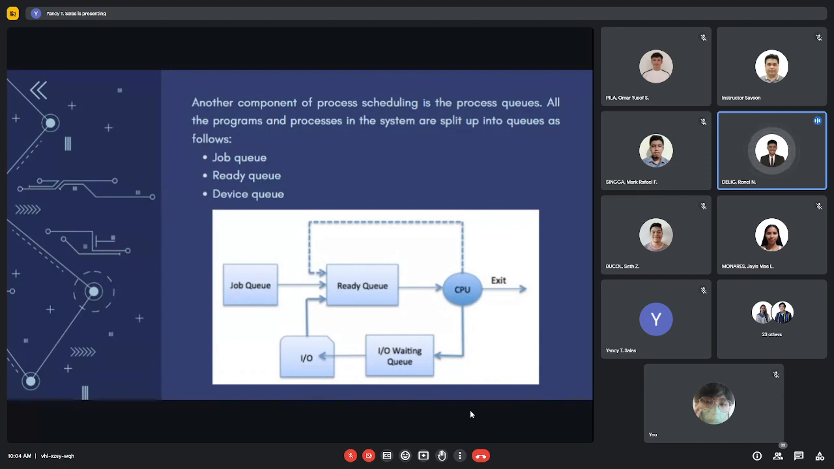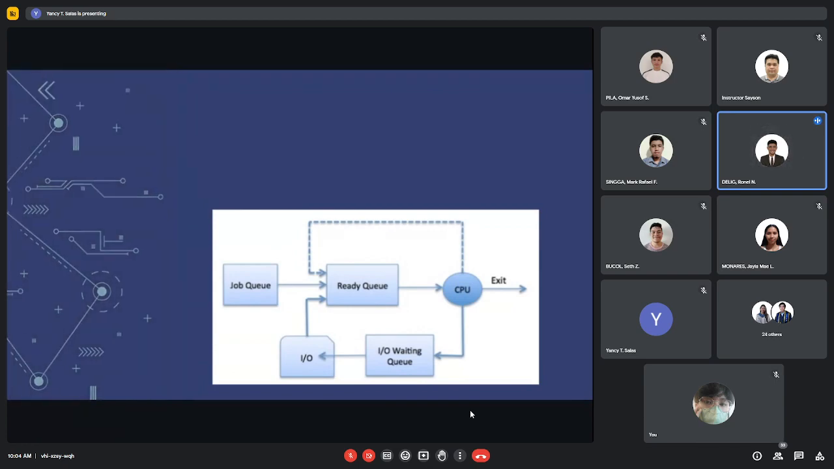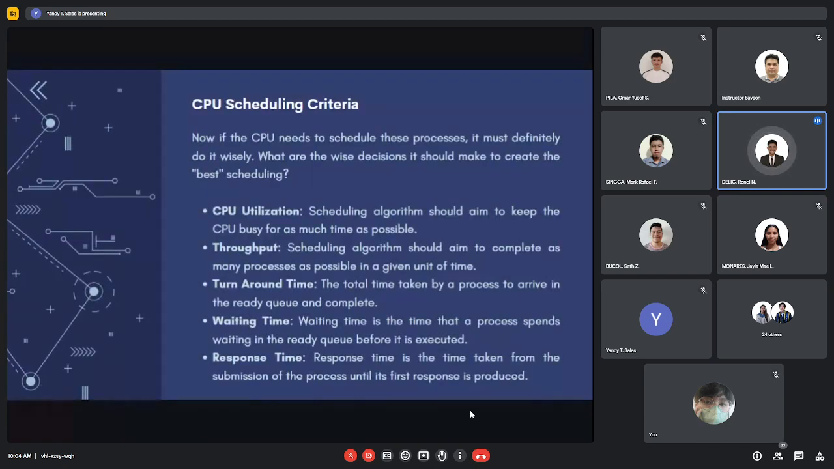So there are criteria needed for the process scheduler to meet for it to be a best or good algorithm. So we have here the criteria, which are first the CPU utilization, next is the throughput, next is turnaround time, waiting time, and lastly, response time.